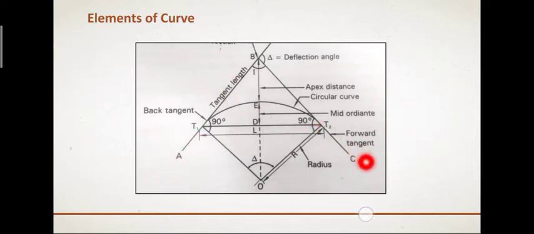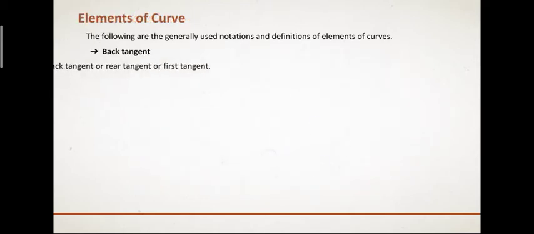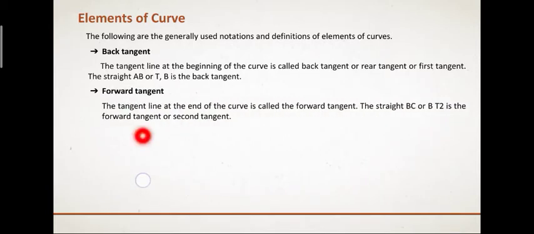What is the forward tangent? BC is a forward tangent. This is called the rear or back tangent. It is also called the first tangent. The tangent length line at the end of the curve is called the forward tangent. That is BC, or B to T2, is the forward tangent.